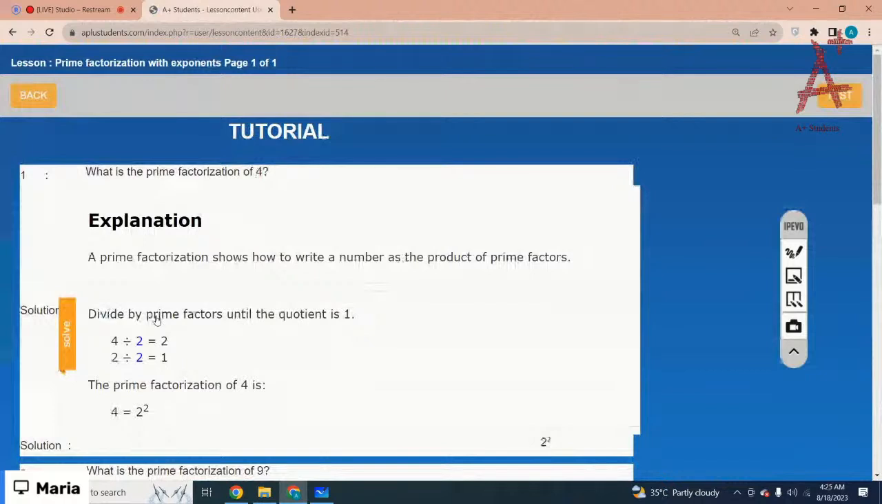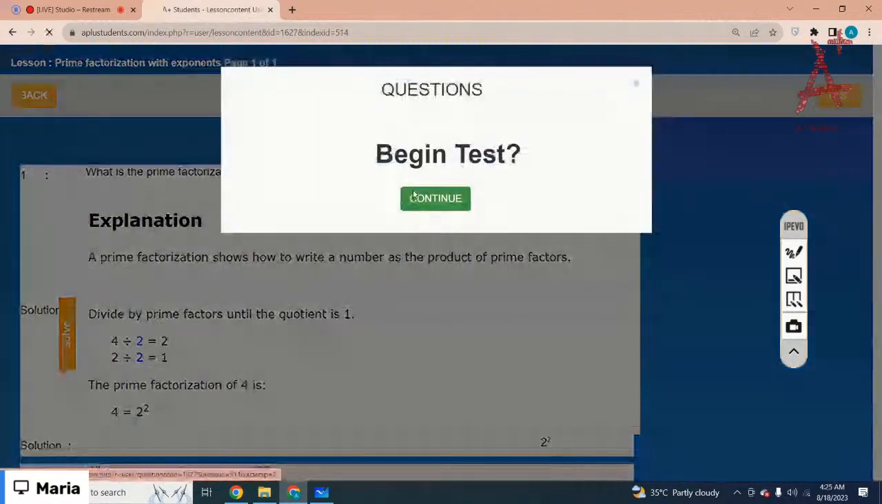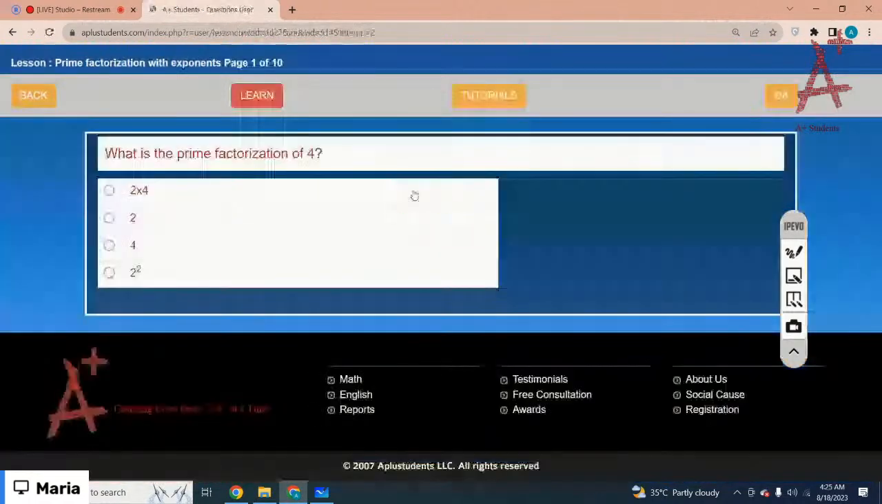Let's just start with the practice questions. What is the prime factorization of 4? Which is the correct option? That's the one we just did on 4, just did in the tutorial. So which is the prime factorization of 4?